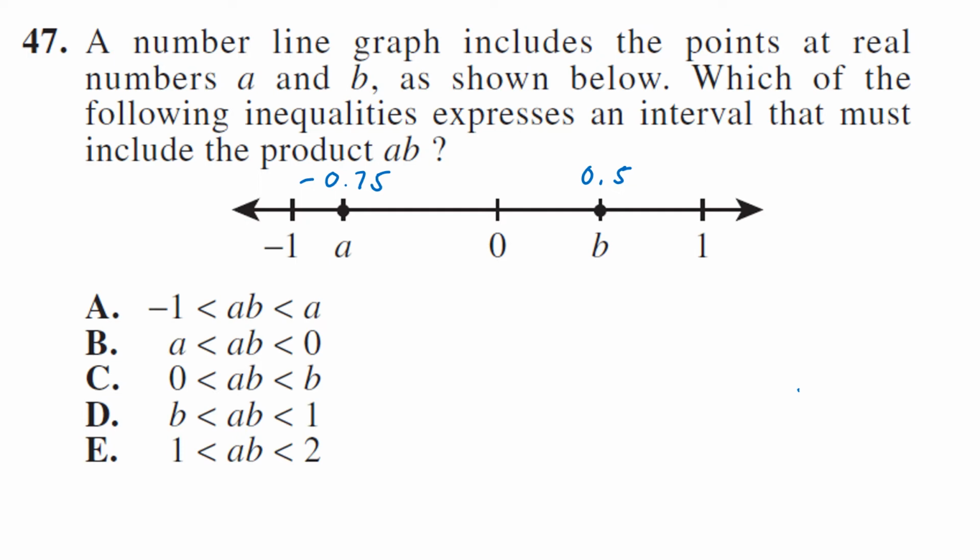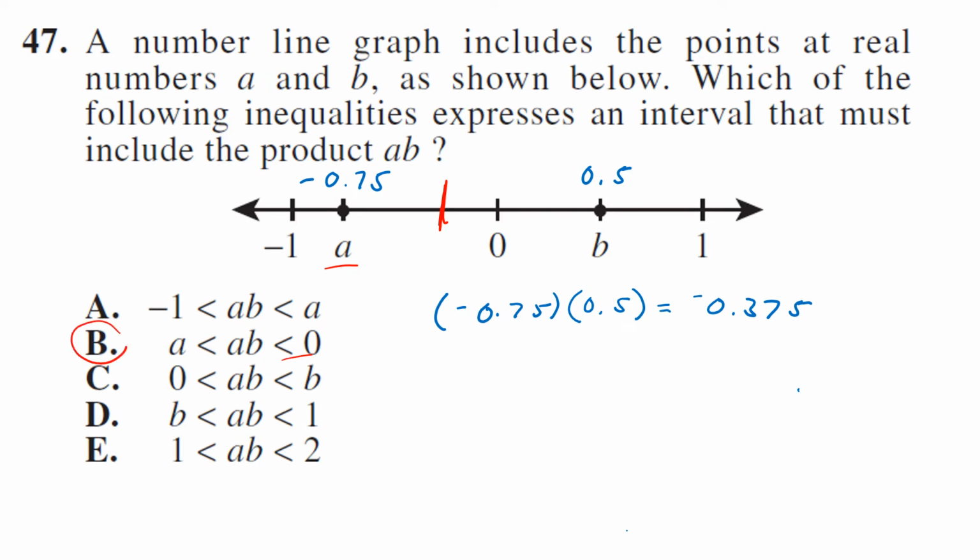product of AB, oh, so we're multiplying. So A times B is greater than negative 1 and less than A. So let's do A times B first. Let's do negative 0.75 times 0.5, and we get negative 0.375. Okay, so that means that negative 0.375 is going to be somewhere around here, right? So A is less than A times B, which is less than 0.